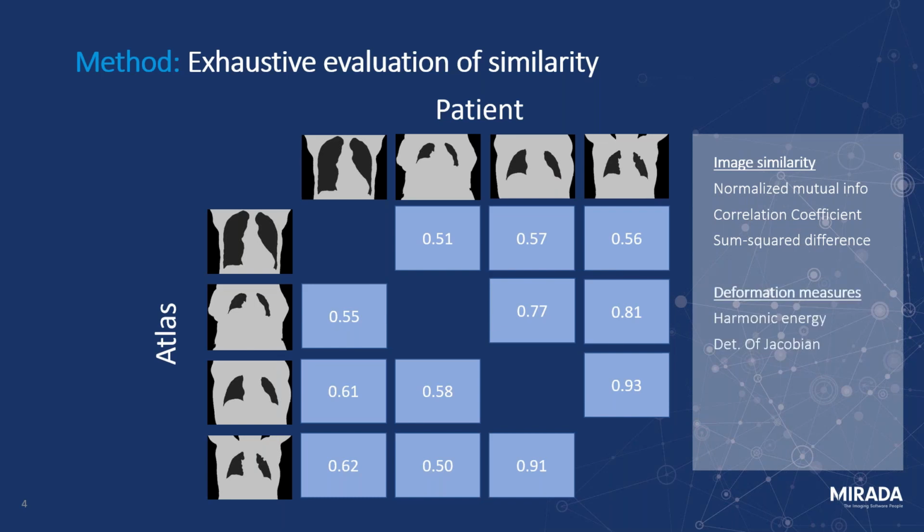They also looked at deformation-based methods. The assumption of a deformation-based measurement is that the more similar the atlas is to the patient, the less deformation that would be required. So those are measures such as the harmonic energy or determinants of the Jacobian.